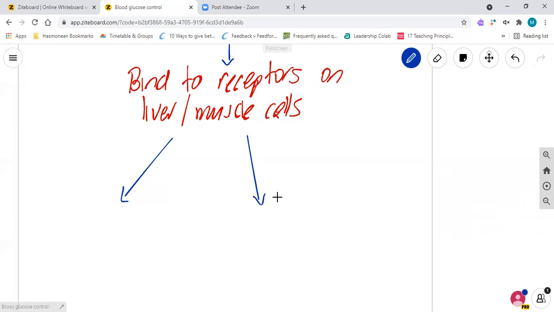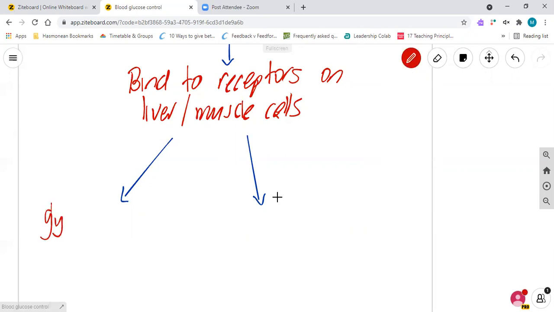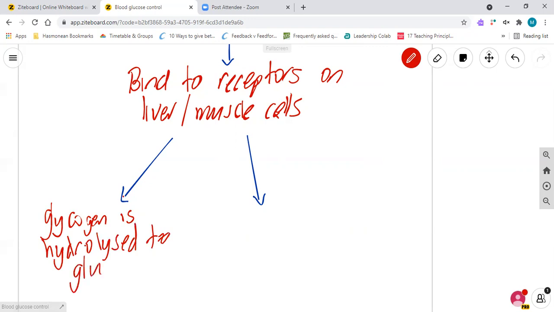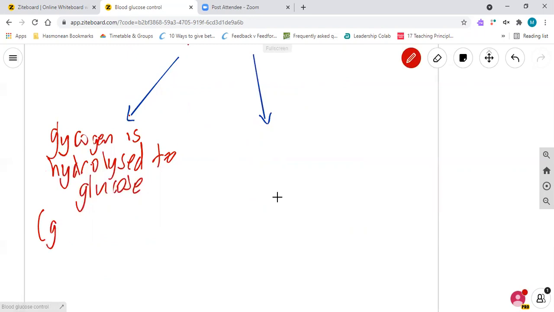So the first major thing that will happen is that the glycogen is now hydrolyzed to glucose. So we're breaking our glycogen down. That is called glycogenolysis. Lysis means to break, and you're breaking your glycogen.